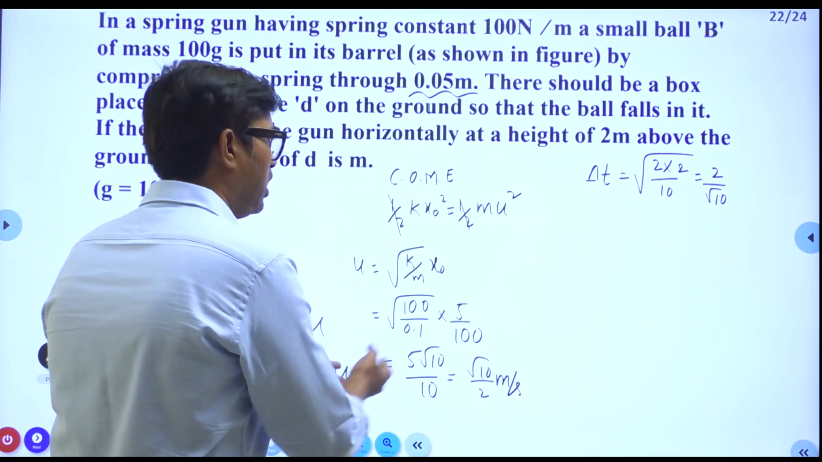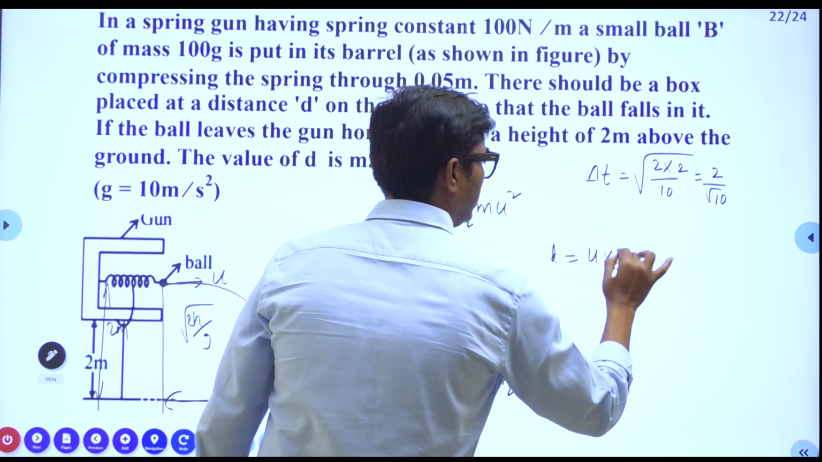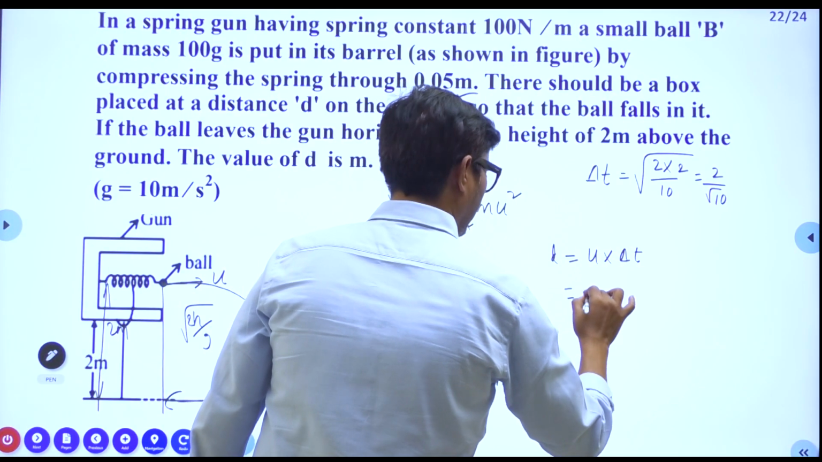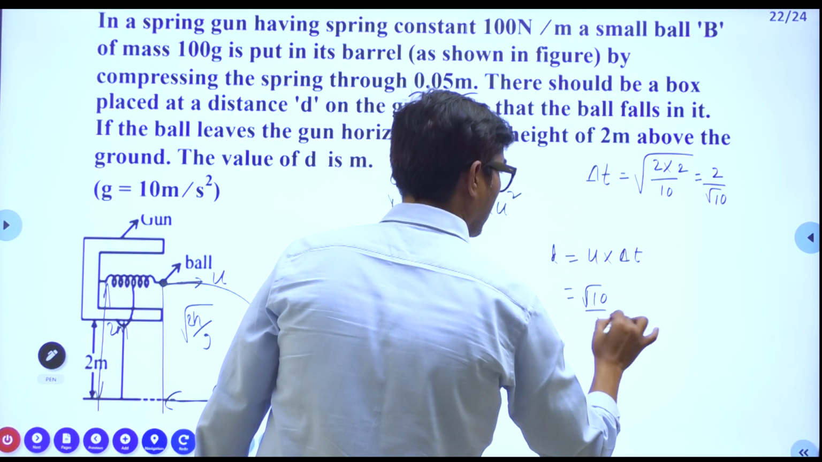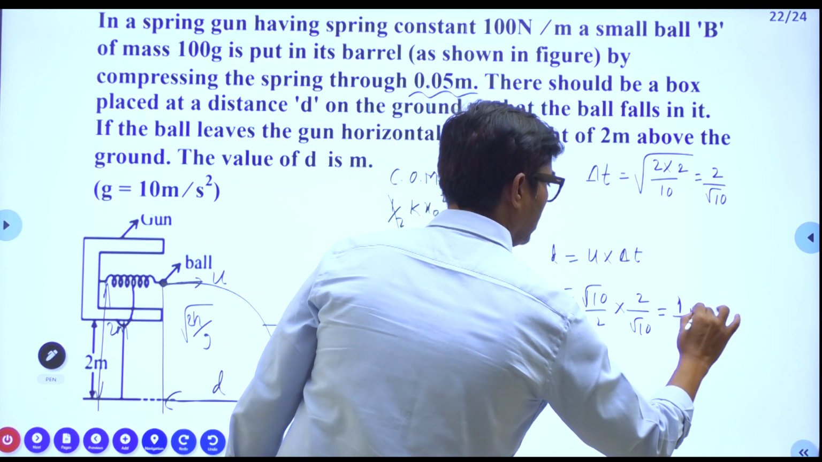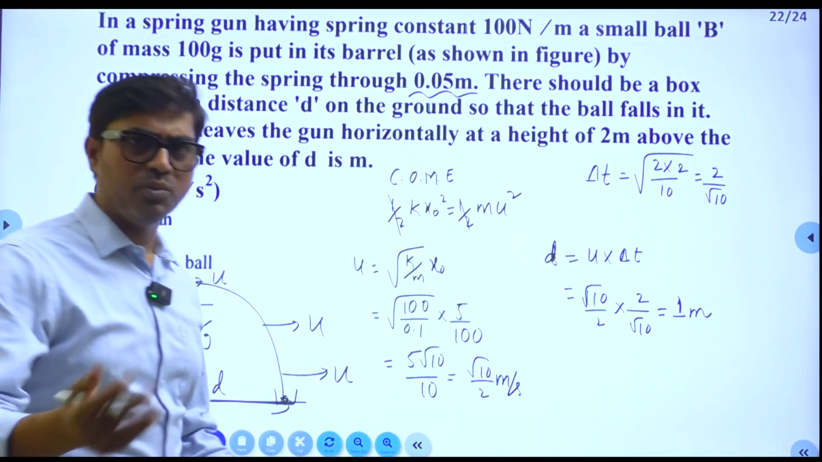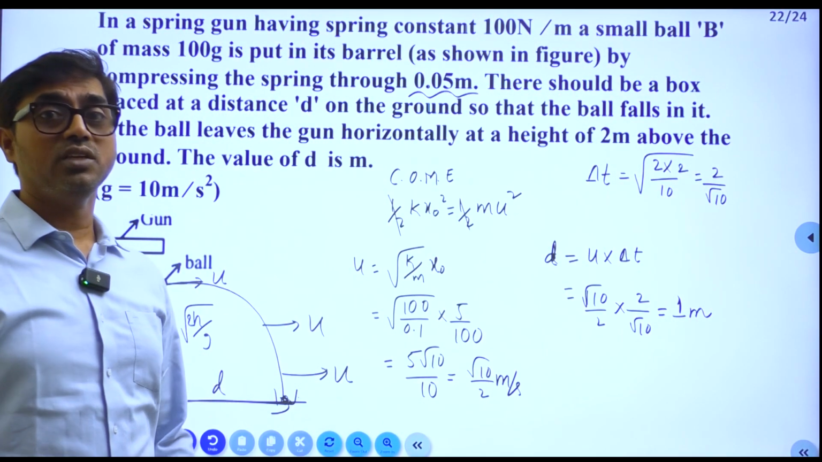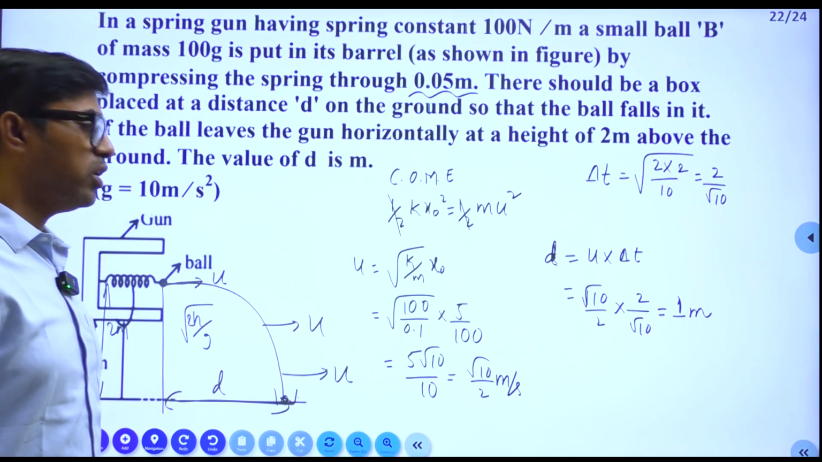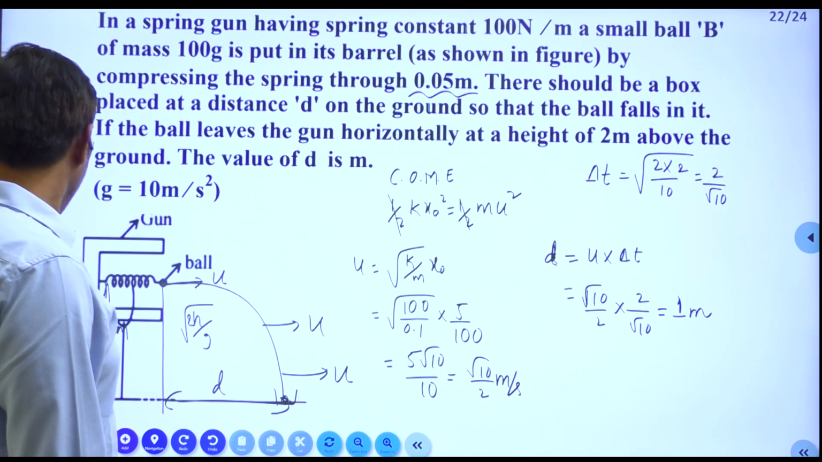So you have horizontal velocity and time interval. Then D equal to horizontal velocity into time interval. Horizontal velocity is root 10 by 2 and this is 2 by root 10. You are getting 1 meter. So horizontal displacement equal to horizontal velocity into time interval. Very important conceptual question in projectile motion. Horizontally velocity will remain constant. Right, that's about this problem.